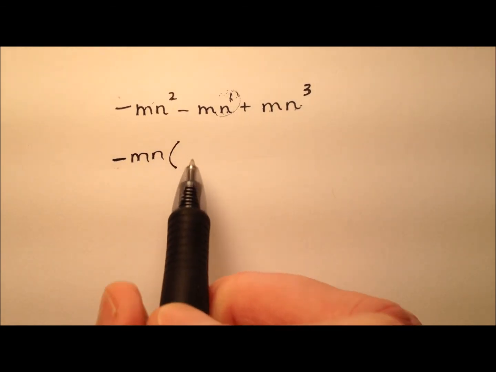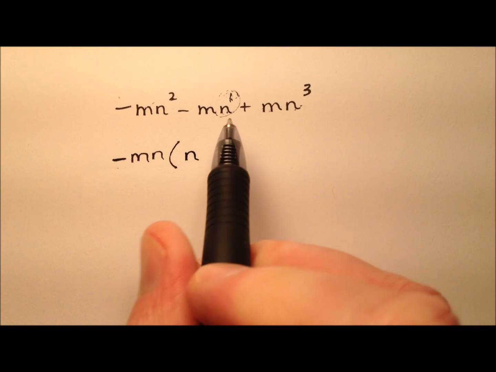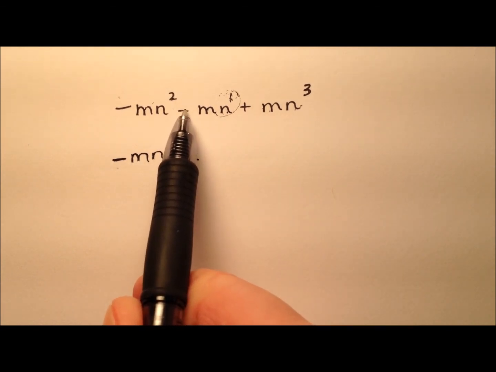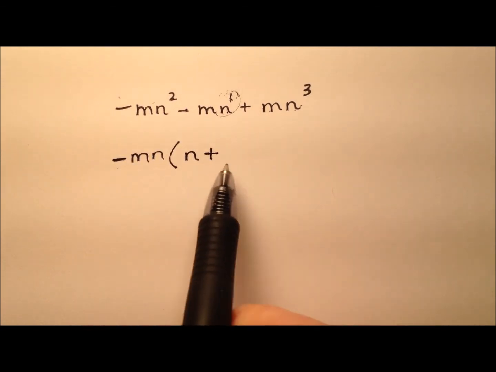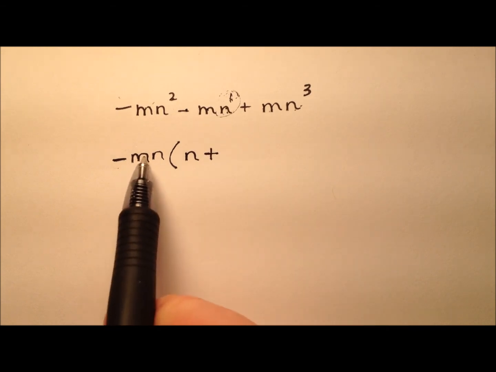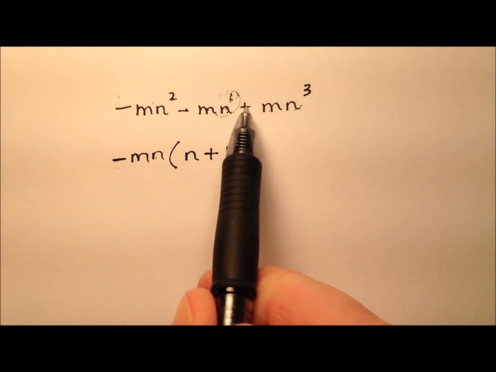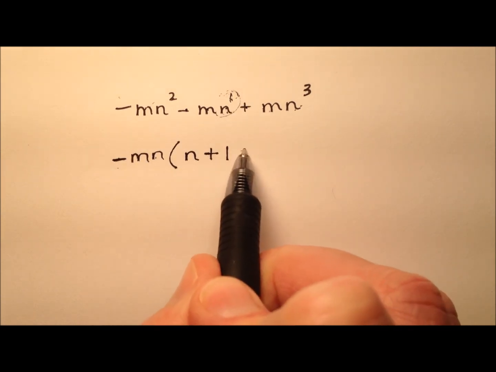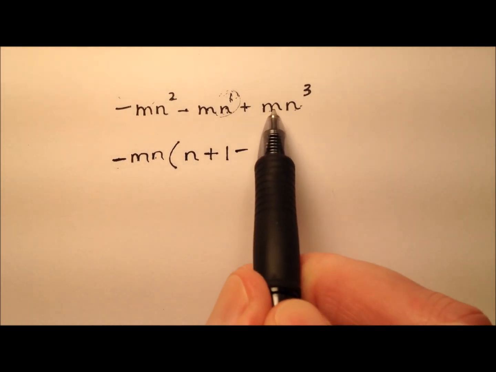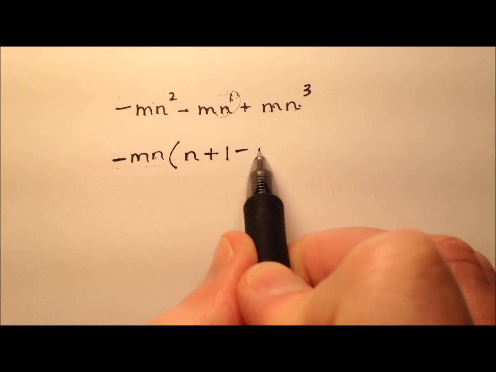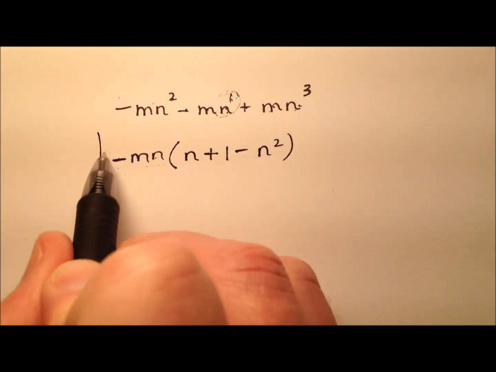So what I'm left with here when I take that out is an n. But since I took out a negative, this minus goes to a positive. And mn I divided out, so I'm going to have plus 1. And then I have this addition, but I factored out a negative, so I have to switch that sign. And I took out an mn, so I'm left with n squared.